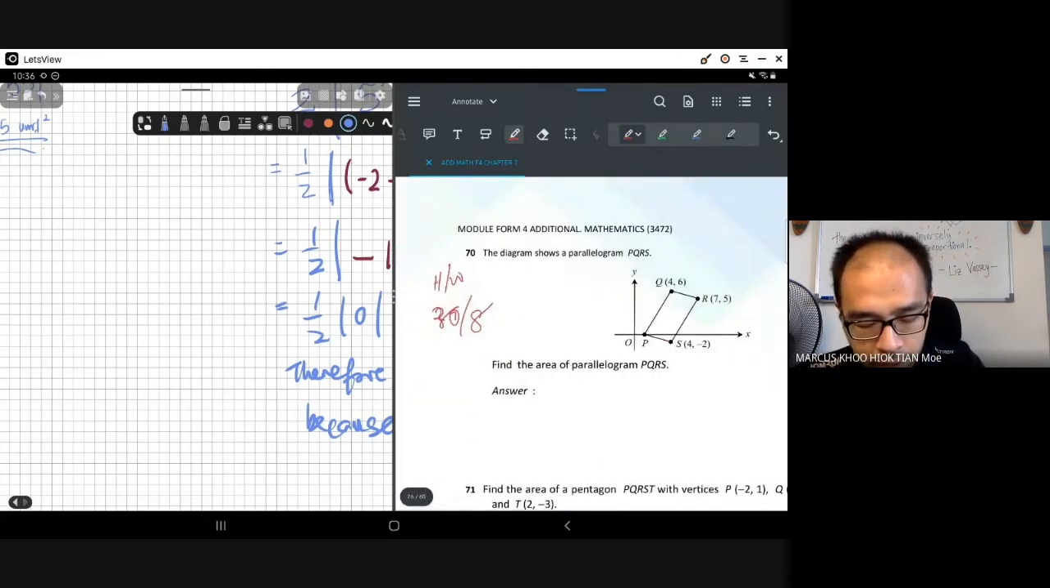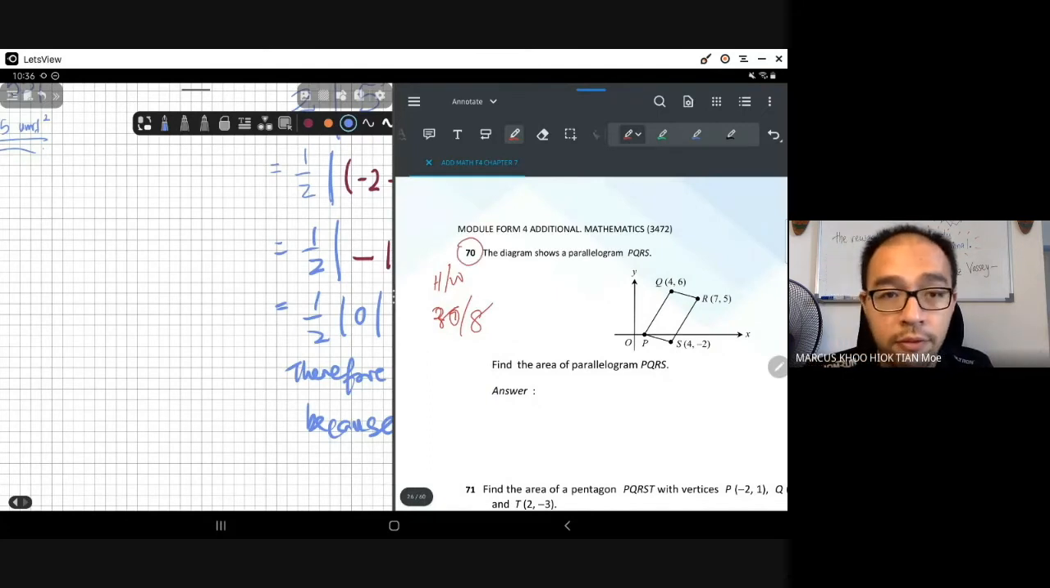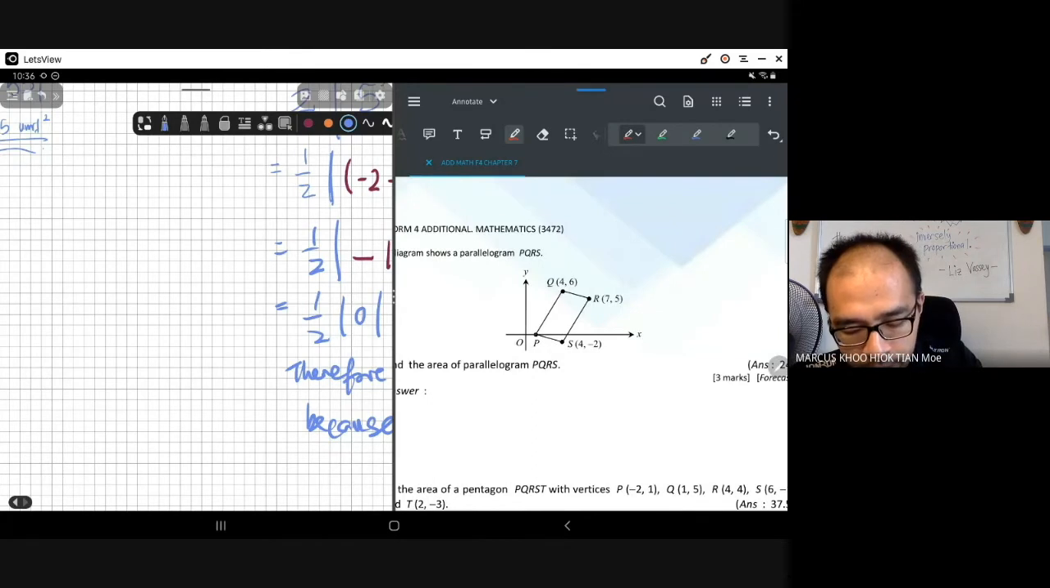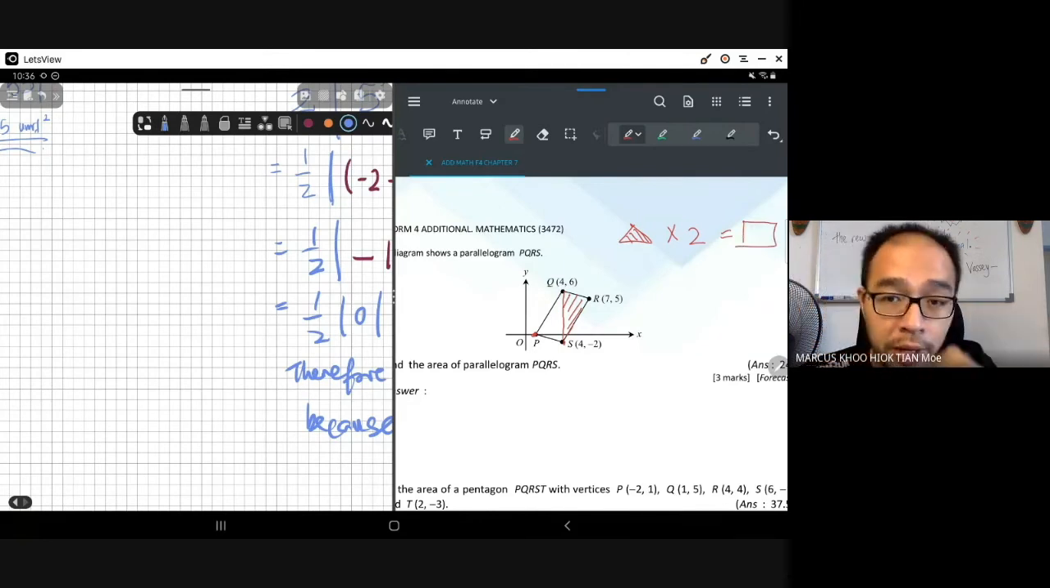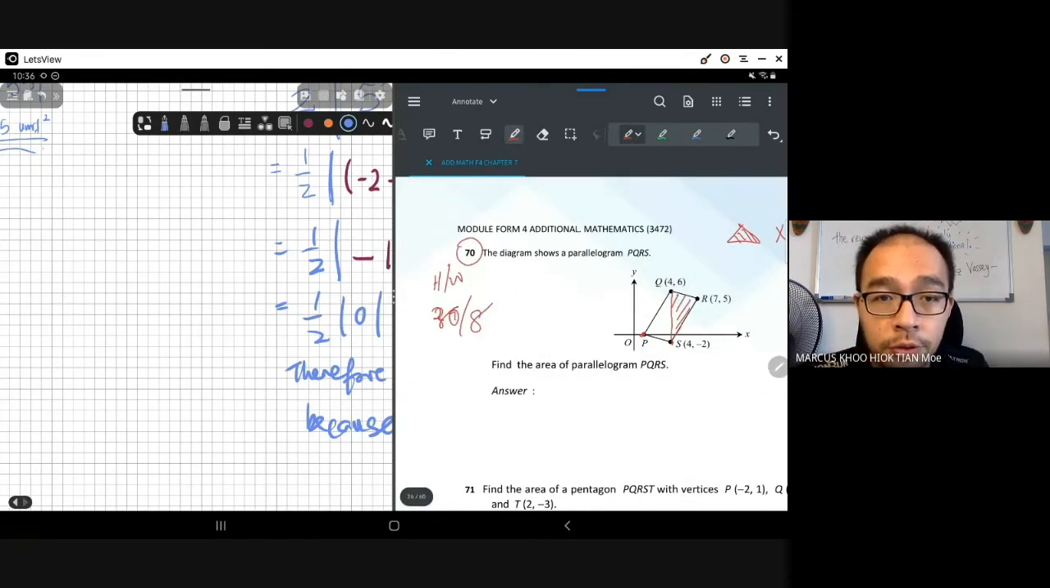Okay, question 70 is your homework, your second homework for today. Same thing. They never give you the point P, right? But you can count the parallelogram PQRS because you already have QRS over here. You count this red color triangle. Then the red color triangle, you just times 2 equals the whole parallelogram, the whole square. So your second homework for today is question number 70.